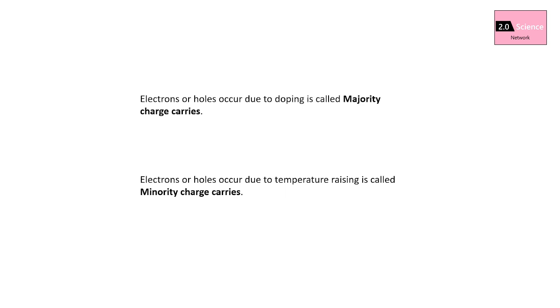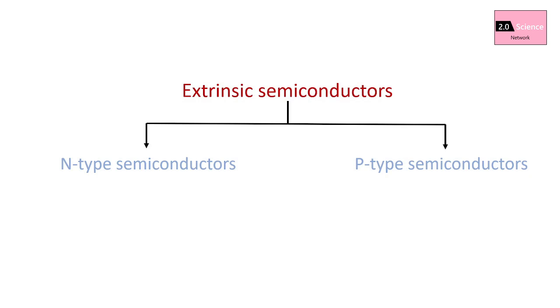There are two types of charge carriers in extrinsic semiconductors. The first one is majority charge carriers. Electrons or holes that occur due to doping are called majority charge carriers, the main element that participates in electric conduction. Second one is minority charge carriers. Electrons or holes that occur due to temperature rising are called minority charge carriers. Based on the material type of doping, extrinsic semiconductors are classified into two types. They are N-type semiconductors and P-type semiconductors.